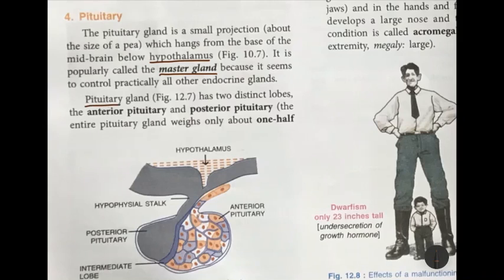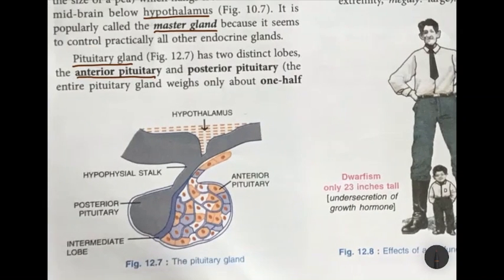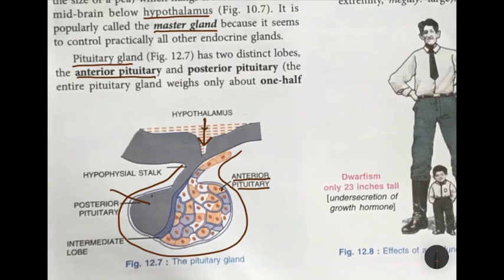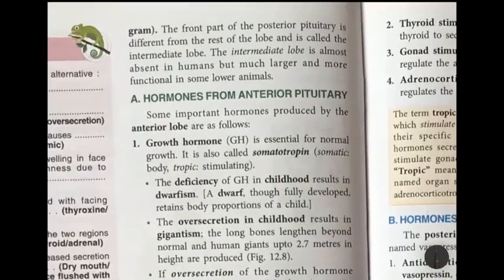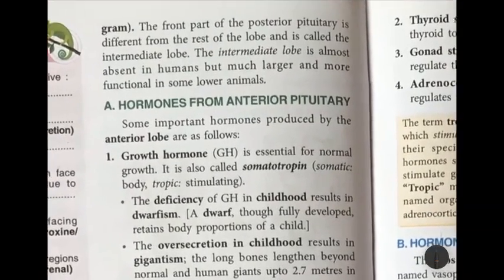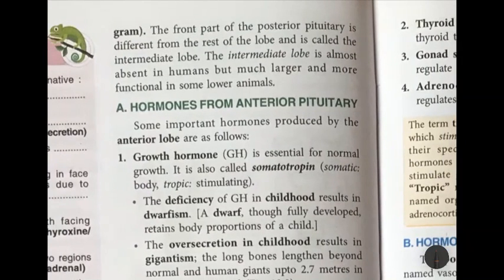Okay, pituitary gland has two distinct lobes. The anterior pituitary, here you can see. Okay, so this is how it is hanging down from the hypothalamus. Here, this whole structure, this is pea-sized. Okay, so here we have the anterior pituitary and the posterior pituitary. The entire pituitary gland weighs only about 1.5 grams.